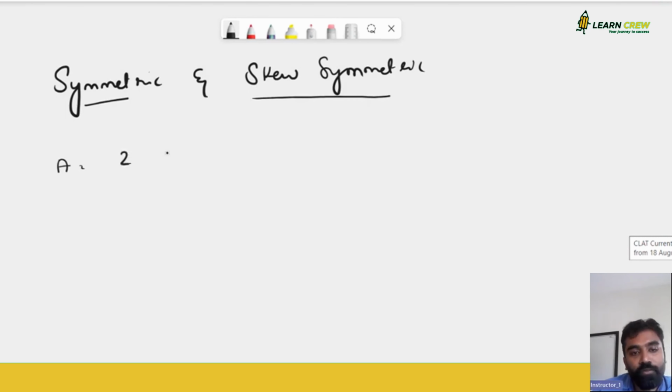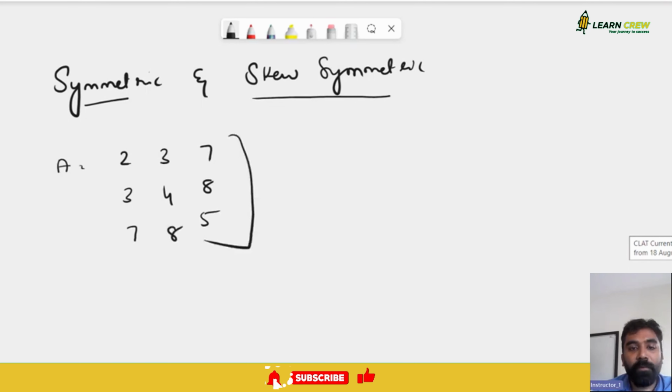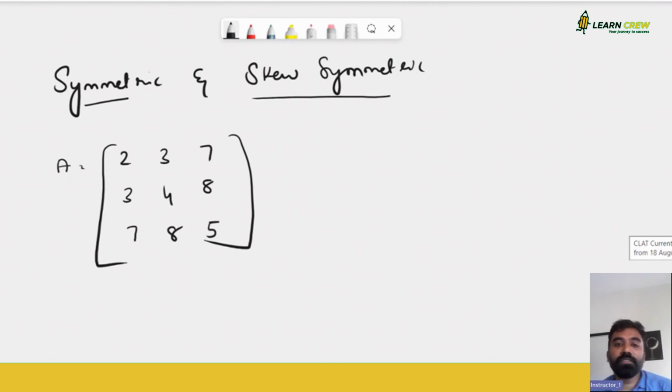A is equivalent to 2, 3, 7. This becomes 3. This becomes 7. 4, 5. This becomes 8. This becomes 8. Okay, this is the given matrix.